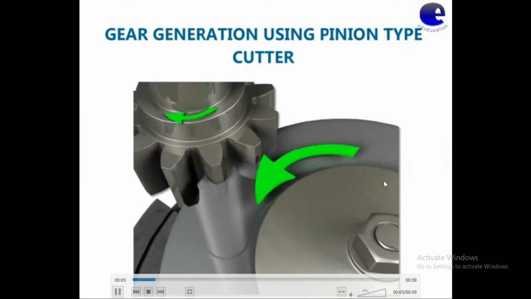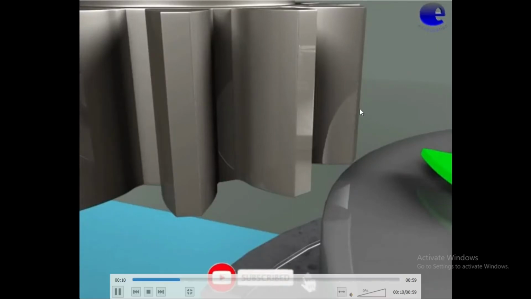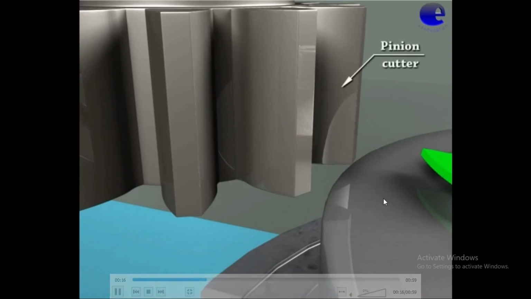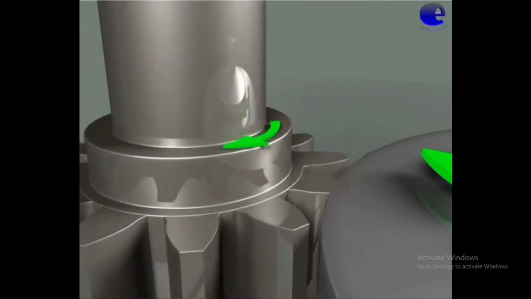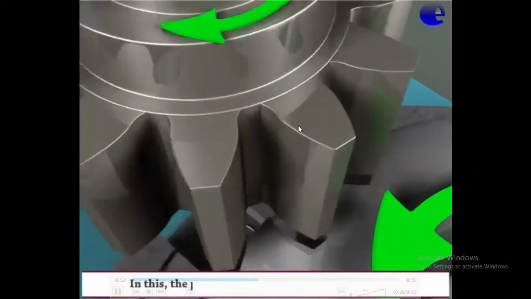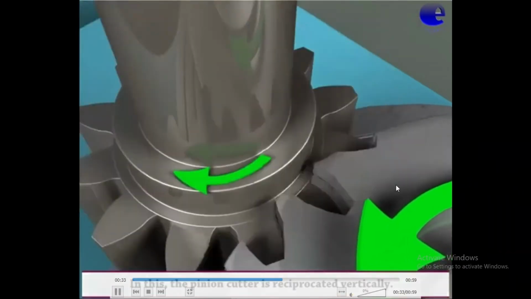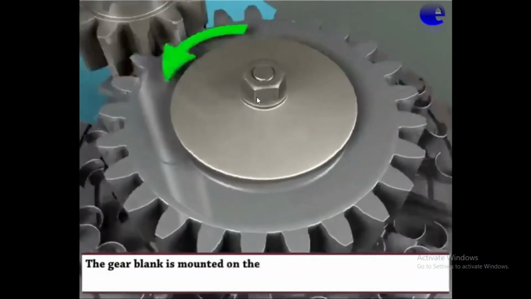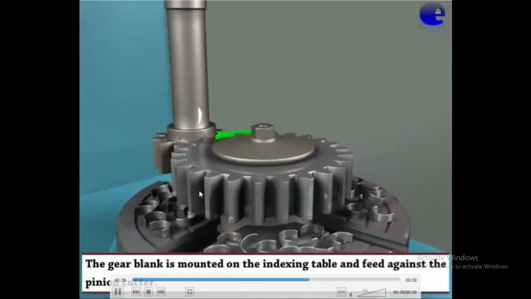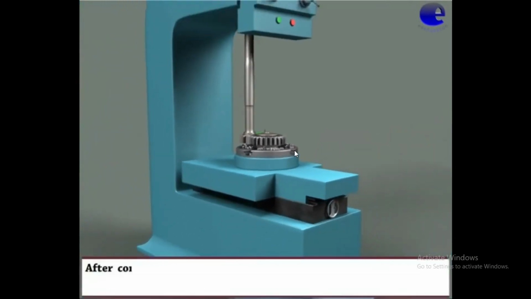Here there is a different generation method using a pinion type cutter. This one is the pinion cutter, and this one is the gear blank. Here in this video also you observe the pinion cutter and gear blank. This pinion cutter reciprocates, and at the same time it revolves around its vertical axis, due to which continuous cutting edges come into contact with this gear blank and mesh with each other, and material is removed from this gear blank. At the end you can see the gear blank is mounted on the table.